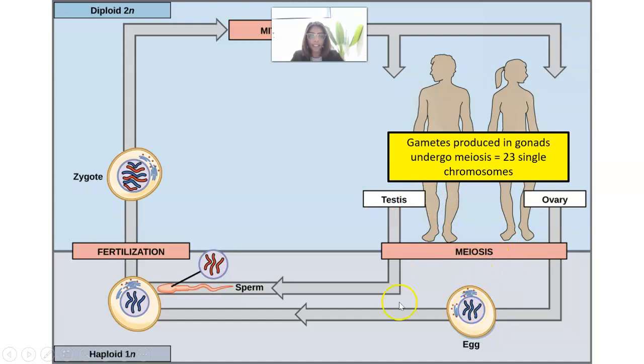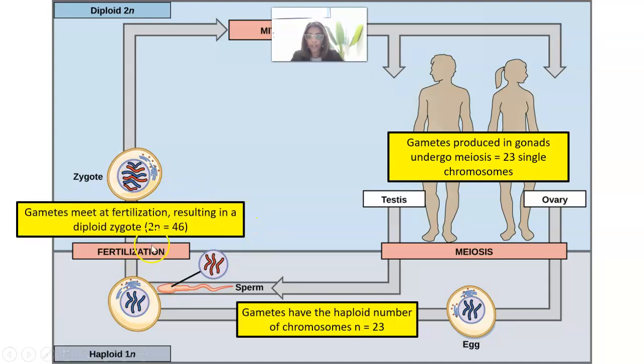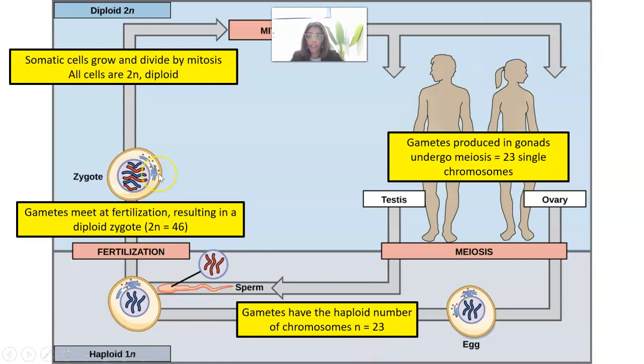Now, the egg and the sperm, when they come together at fertilization, we will then end up with a zygote. Now, the zygote has 46 chromosomes, or the 2n number, because the chromosomes found in the egg and the sperm fuse. So that's 2 times 23, which gives us 46. Now, as the zygote grows, it will undergo rapid mitosis, as we discussed in the last lesson. So the somatic cells will grow and divide rapidly, and all of those cells will become diploid cells.